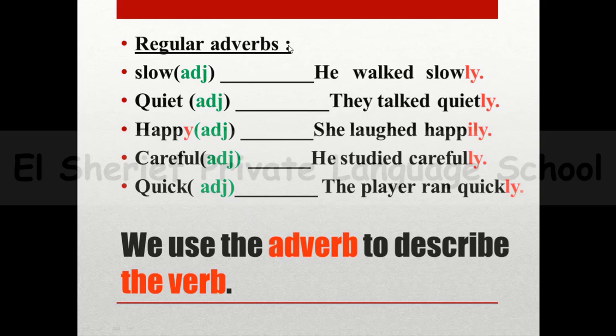Okay, regular adverbs. How can I get the regular adverbs? By using the adjectives. The adjective here is slow. Slow is an adjective. Here, how can I change it into the adverb? He walked slowly. He walked slowly. So I put ly to the adjective to get the adverb of the adjective. And I should put the adverb after the verb. And the adverb describes the verb.